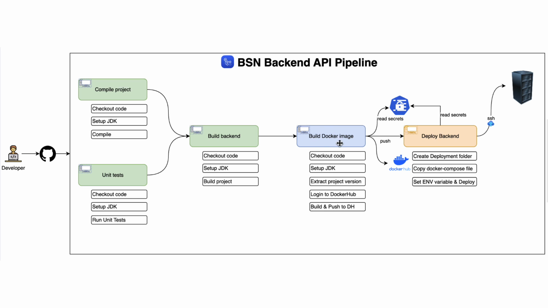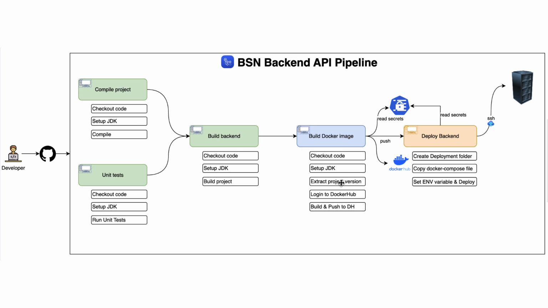So the next job is to build the Docker image. First, again, we need to check out the code, set up the JDK, and run the command in order to build our project and have the jar file available. And then we need to extract the project version.